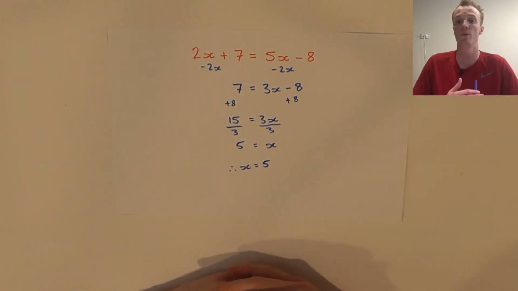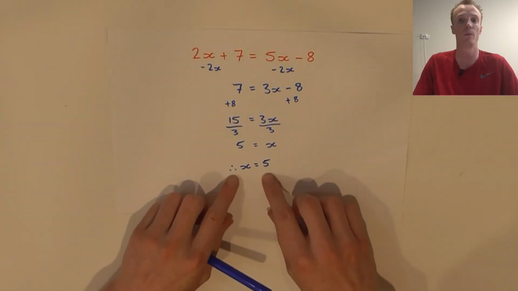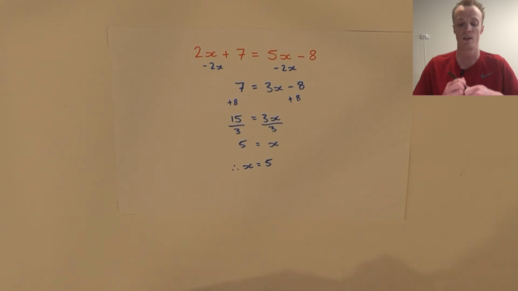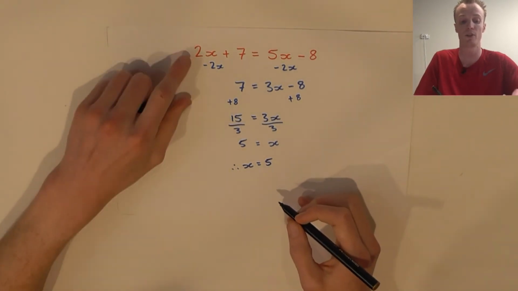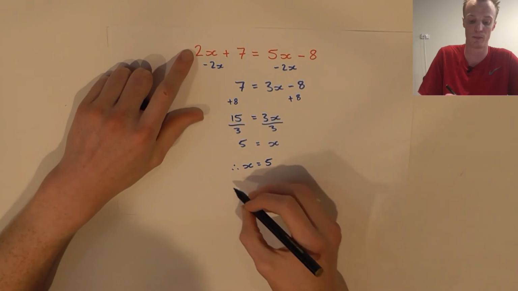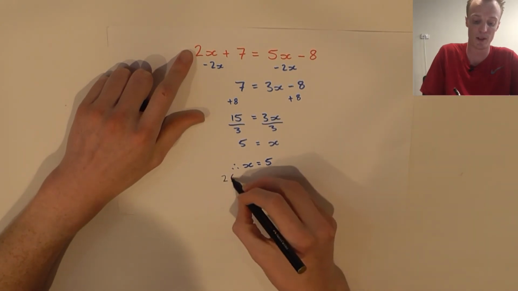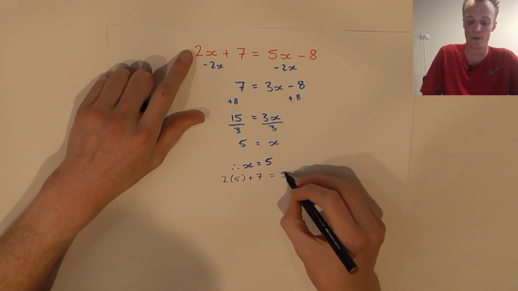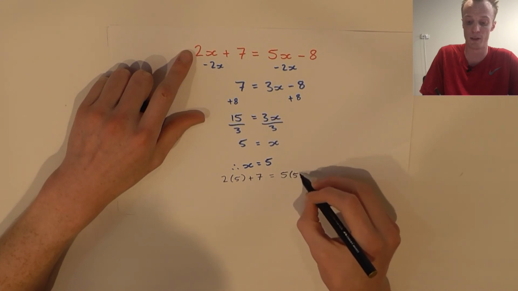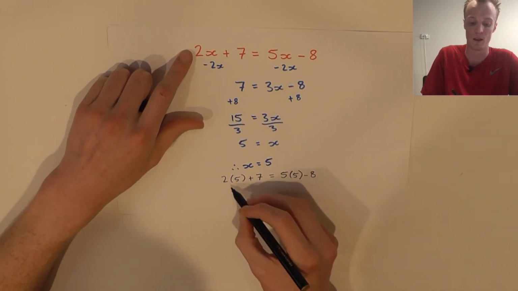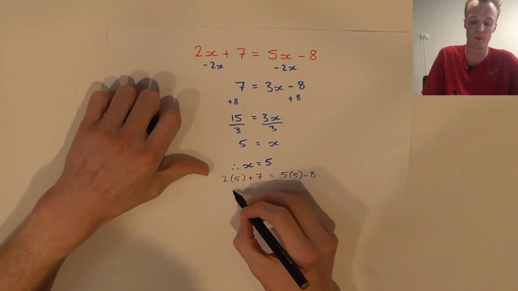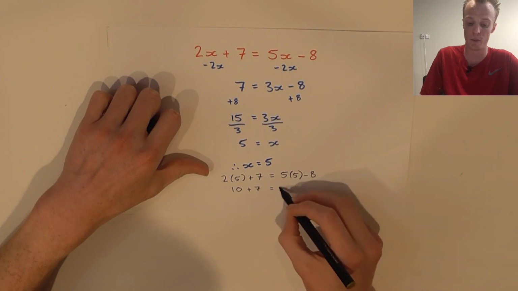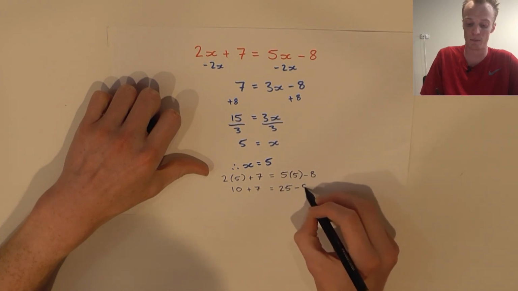Once again, we can perform a check step to ensure that the pronumeral that we've found is correct. We do this via substitution. We take our pronumeral x and substitute it wherever we see the x in our original problem. So we have 2 times our x value of 5, plus 7, should equal 5 times our x value of 5, subtract 8. On the left hand side, we've got 2 times 5, which equals 10, plus 7, should equal 5 times 5, which is 25, subtract 8.